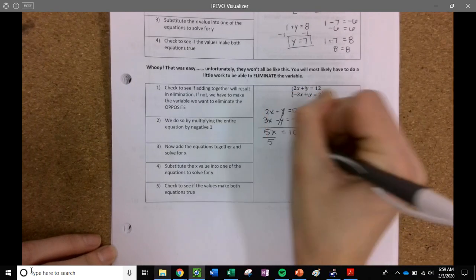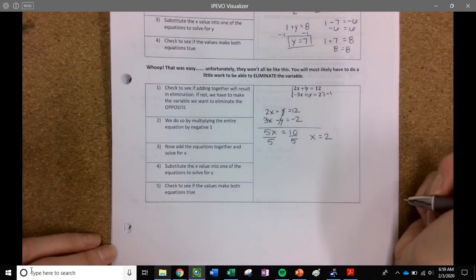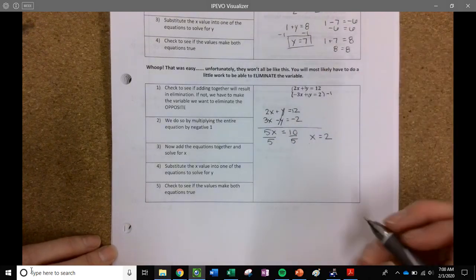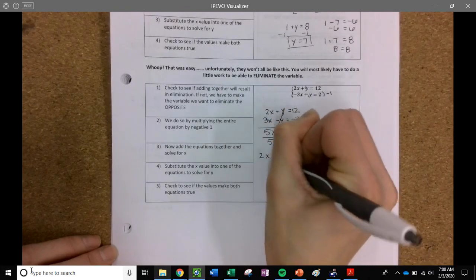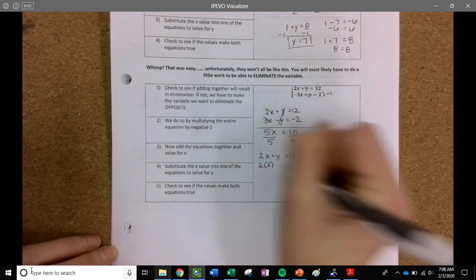I'm solving for x here, so I'm going to divide by 5. Divide by 5, I get x equals 2. All right, now we know we're not done. We've got to stick this back into one of those equations to solve for y. So I'm going to choose the first one. 2x plus y equals 12. 2 times the x value we just found.